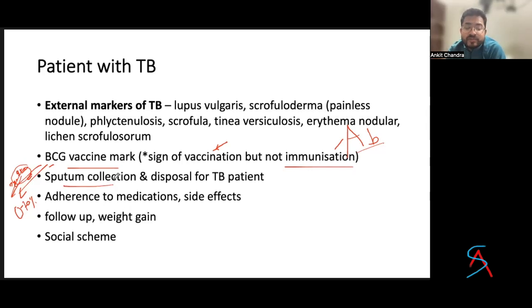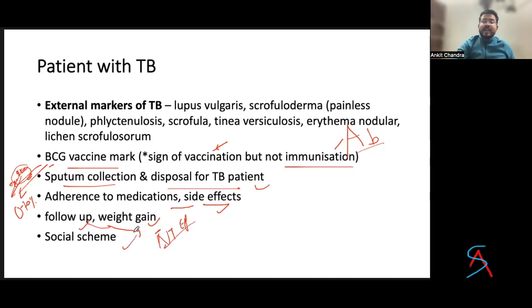How to collect the sputum for a TB patient is very important. How to dispose of the sputum, what are the practices followed by the TB patient, these you have to assess, and if not, you have to teach. What is the adherence? You can do pill counting and you can see if there are any side effects, how is the weight gain, how is the follow-up being done. TB patients need to be followed up, a drug sensitive patient separately and a drug resistant patient separately. You have to read the full program and TEP in detail, read about the social schemes and do mention them.